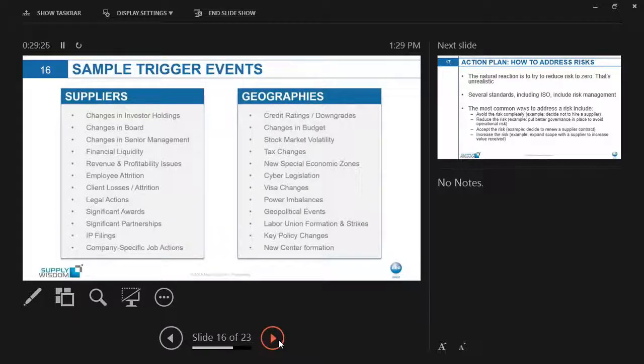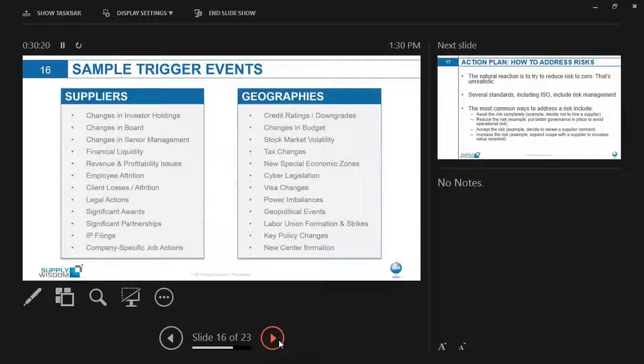So we've been talking about the different risk categories and some of the things you could track. And these are just some sample trigger events again. So when you're thinking about collecting data, these might be the things that you're looking for, right? So among your suppliers, you might be looking for their financial status. We talked about all the different factors there, but things like revenue, profitability, quarter over quarter, employee attrition. I know certainly for those of you who use a lot of global delivery providers, that's a big issue, right? What does the attrition rate look like for your supplier, and is it better or worse than what its competitors are doing, and how might that affect your service delivery? Are there any significant partnerships? What kind of intellectual property filings do they have? Are there any company-specific job actions that you have to worry about relative to your supplier?